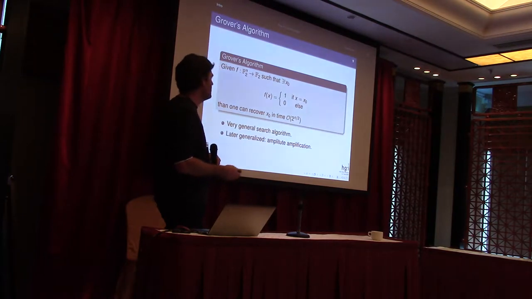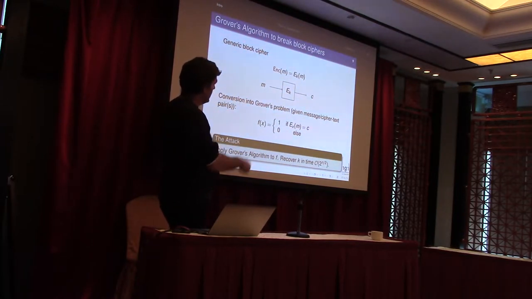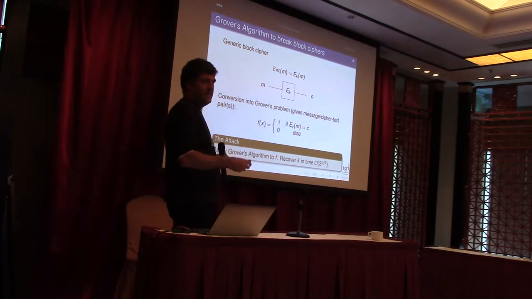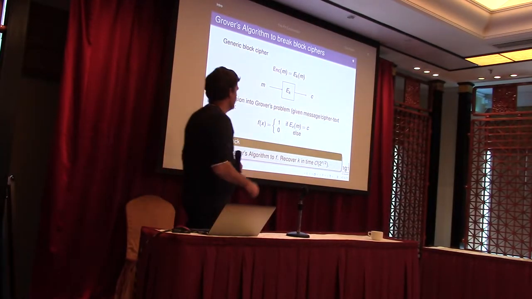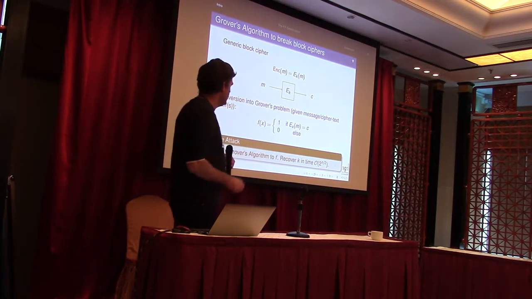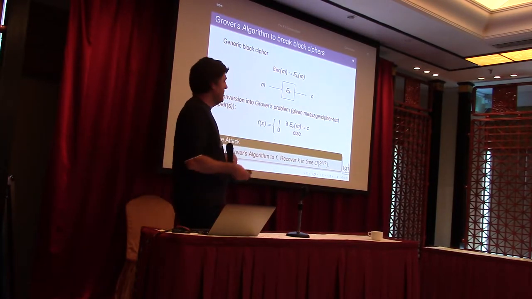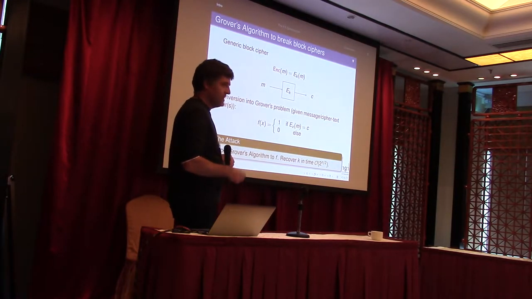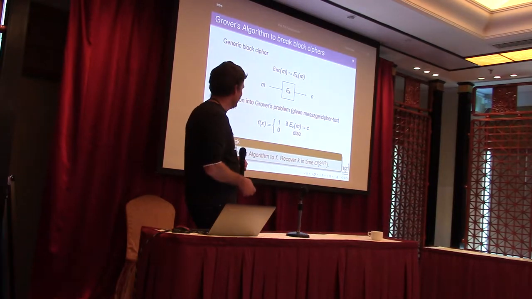So how do you apply this to block ciphers? Breaking a block cipher: if you are given a block cipher, which takes a message M and encrypts it under some key K, and you get the ciphertext, then you can easily convert the problem of finding the correct key K to Grover's problem by defining a function f of x, where x is now the key, which evaluates to 1 if it maps your given messages to the given ciphertexts. So you will use one, maybe more, message-ciphertext pairs to define the function. And plugging this into Grover's algorithm, you see that on a quantum computer, AES-128 can be broken in 2 to the 64 steps. So maybe still 2 to the 64 steps.